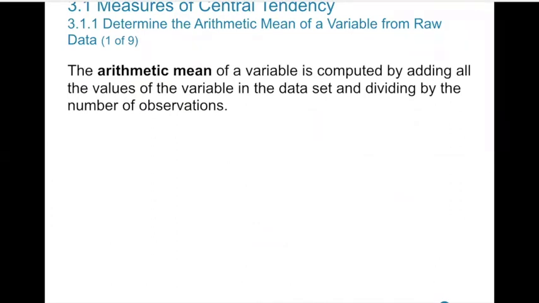So when we look at the arithmetic mean of a variable, you already know what this is. It's just the mean. We're going to add all the values together and divide by the total number of observations. So just like if you were going to average together your test scores, you would add all your test scores together. And if you had taken 5 tests, you would divide by 5, and that would give you your average test score.